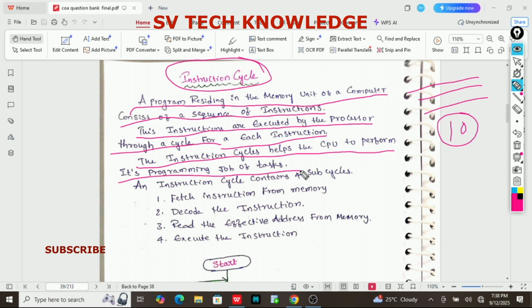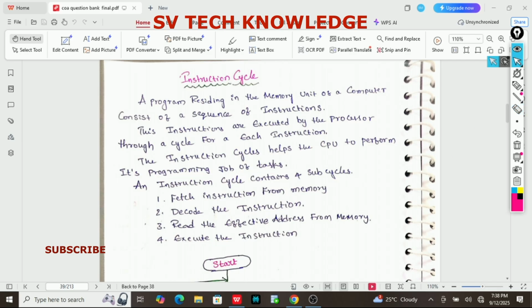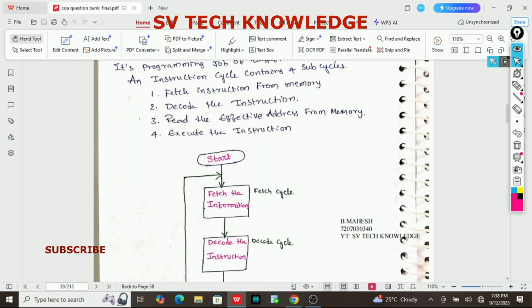This instruction cycle has mainly 4 phases, or we call them 4 stages. The first stage is called the fetch cycle, or fetch instruction from memory. I will explain clearly what happens in fetch. Before going to that, the second phase will be the decode phase, or decode the instruction, and the third phase will be optional: read the effective address from memory. This will be done only if it is necessary. Otherwise we don't do this third stage. We directly go to execute the instruction.